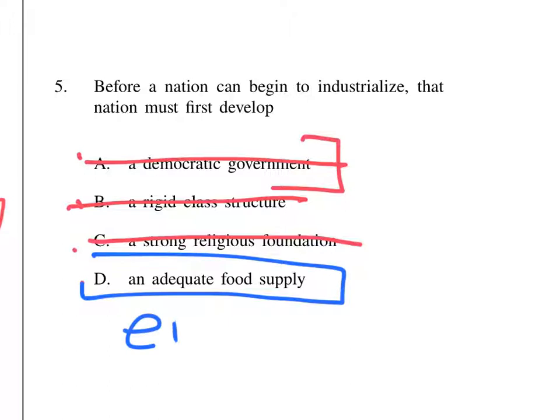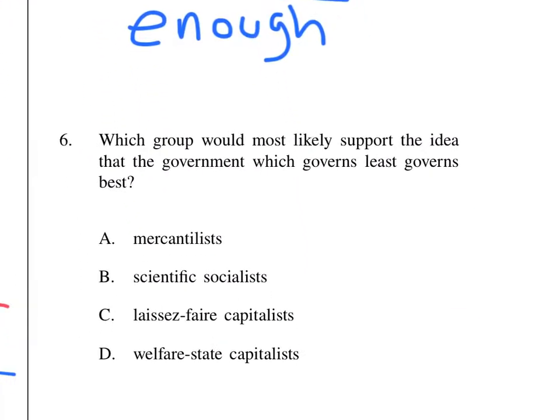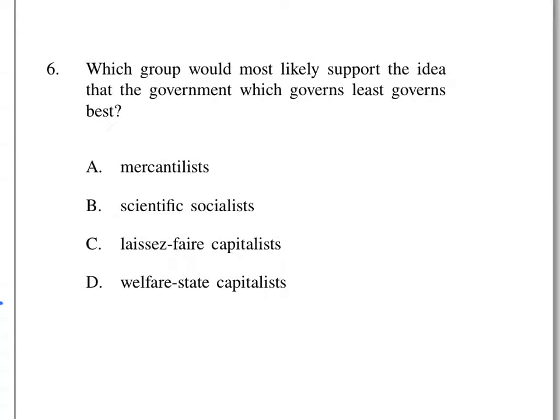That means basically enough food, because in order to grow a company or business, you're going to need to have lots of people, and you're going to need to feed those people with enough food or an adequate food supply. Number 6, which group would most likely support the idea that the government which governs least governs best? We've got 4 options.